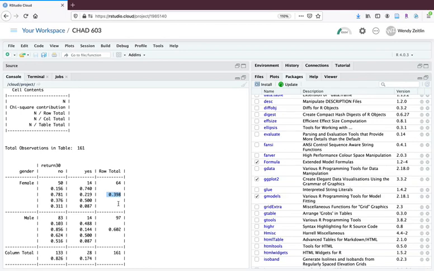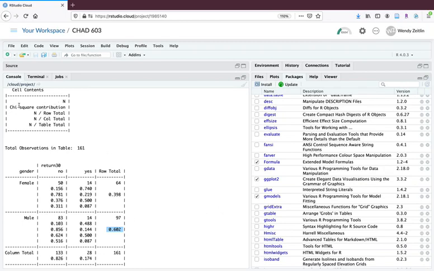By the way, of the total sample, 39.8% of the sample is female. So it's 64 divided by 161. That's our 39.8%, or the proportion is 0.398. And we also have the proportion of men, which is 97 divided by the total number, 161. And our proportion is 0.602, which is 60.2%. So we did see, like in the mosaic plot, the largest group in our sample is males.